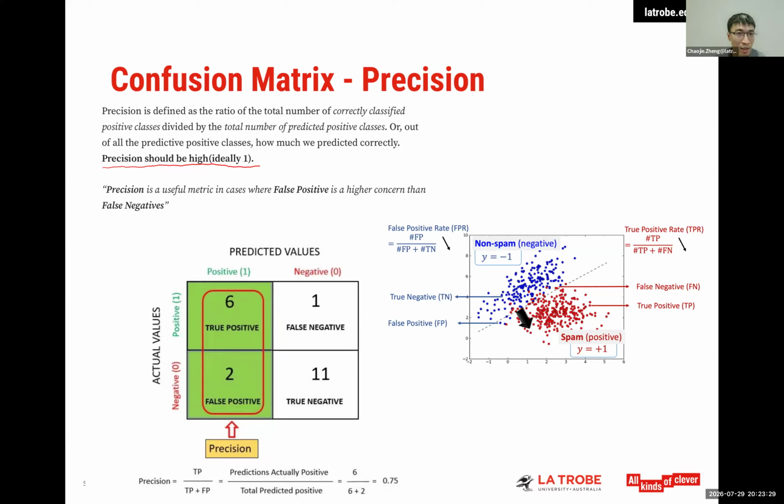So that is the scenario where precision would better reflect the performance, and the precision is calculated as the prediction actually positive. That is the true positive number divided by total predicted positive. So that is the true positive plus false positive, because these two cells represent the positive predictions. If we add them together, it will represent the total number of positive predictions.